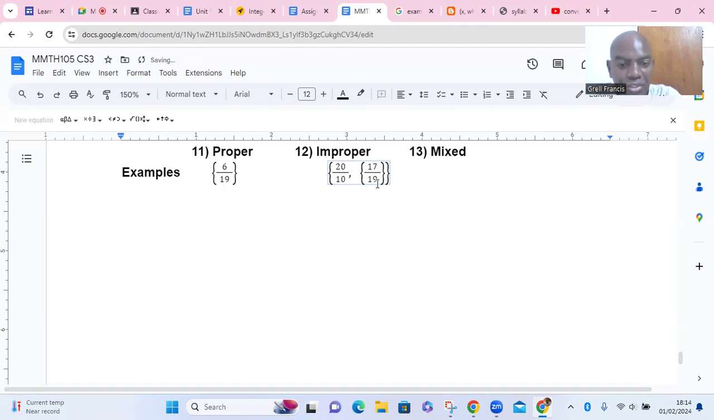17 oranges out of a basket with only 3 oranges. Is that possible? That's not possible. Let me just highlight this. It's impossible for you to have 3 oranges in a basket, and out of that 3, you are taking out 17, because the numerator is expressing how many was taken out from the whole.